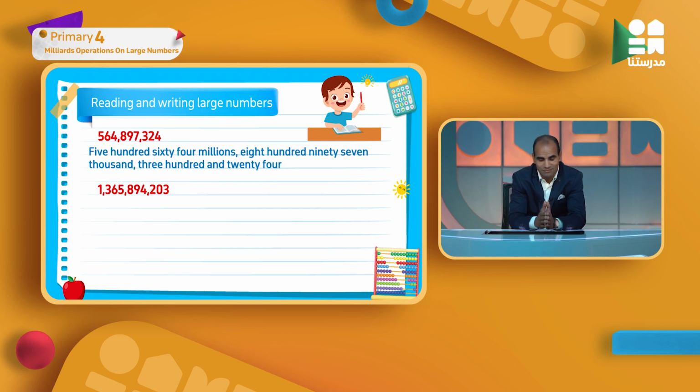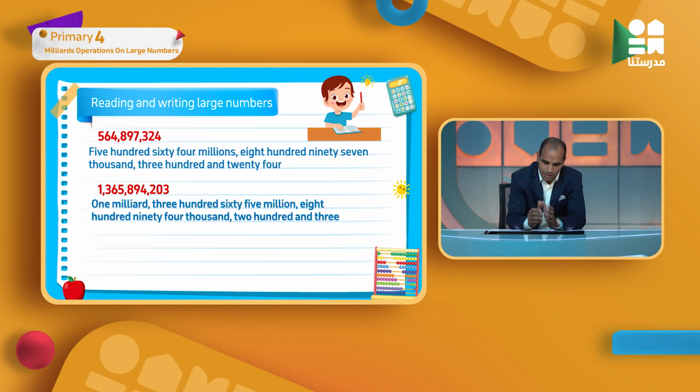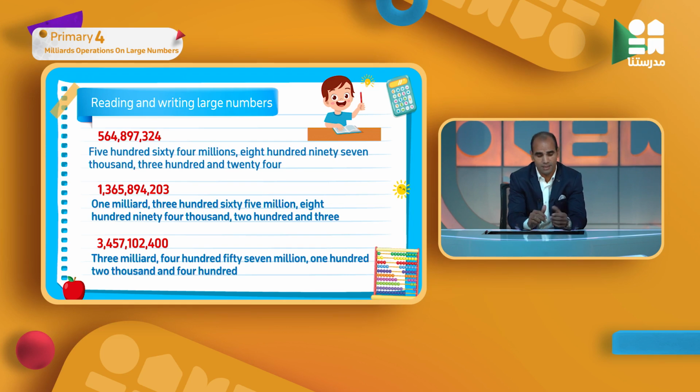365,894,203. Great. So the word form of this number, as you can see, we have here this number written in standard form and word form. This number, read with me please, from left to right, exactly. 3 milliards, great. 457,102,400. We can read this as it is, and we can write it in the word form as you can see on the board.